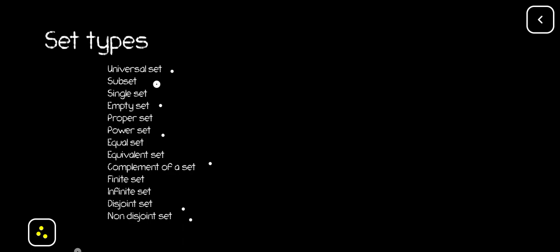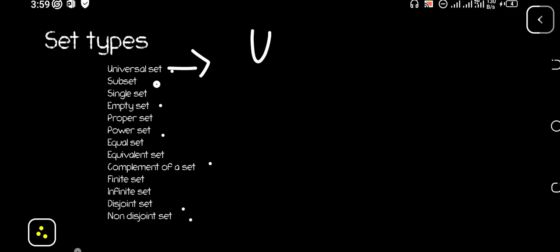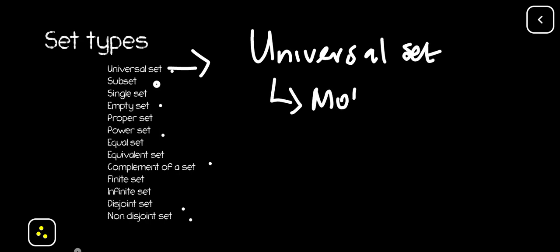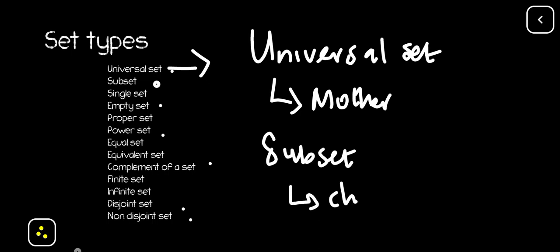All right. So for this first part, I'll be explaining universal set. Now, universal set, we'll just call it the mother of all set. All right. So the mother of all set. You say the subset, that's the next one, we call it the child.